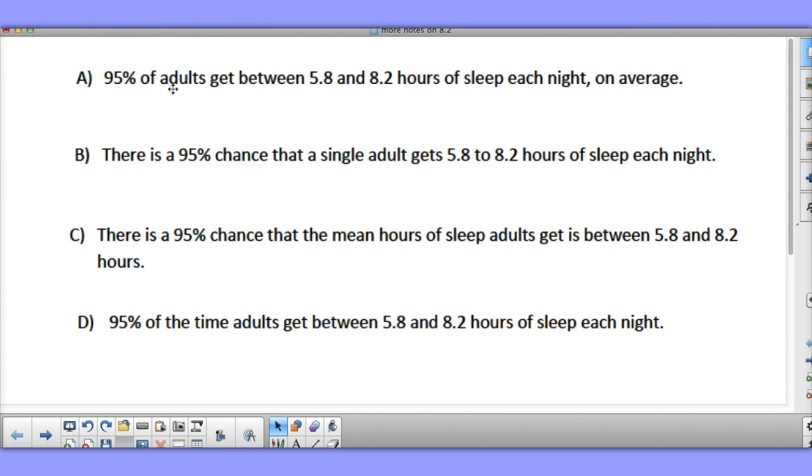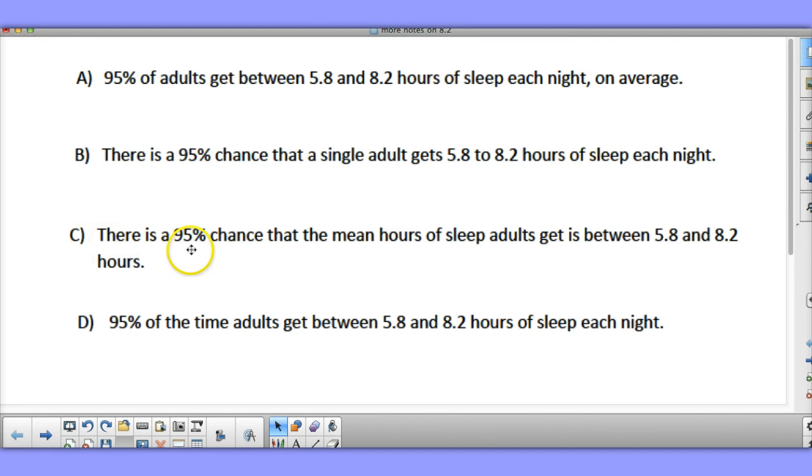The 95% confidence is referring to the fact that if we constructed many confidence intervals like that one, based on that same sample size, 95% of them would capture the truth. So it's not about the adults individually themselves. Down here, there's a 95% chance that a single adult, once again, this is almost the same as what we have here. It's not about the adults themselves, it's about the average amount of sleep that all adults get.